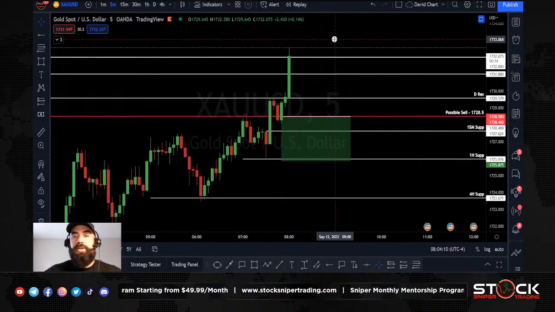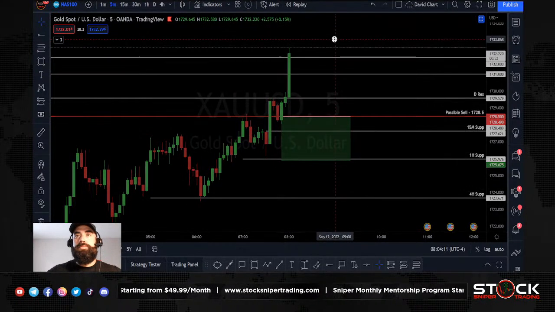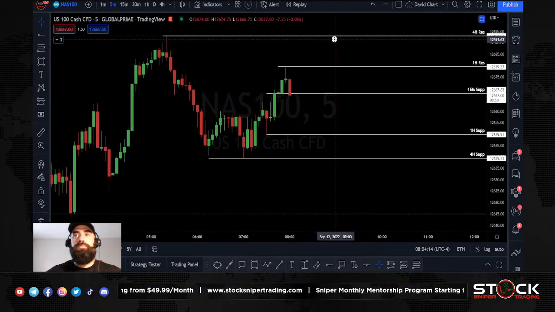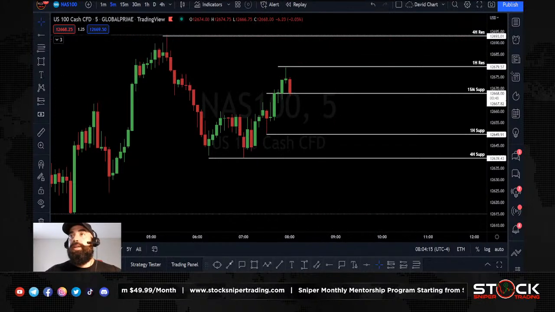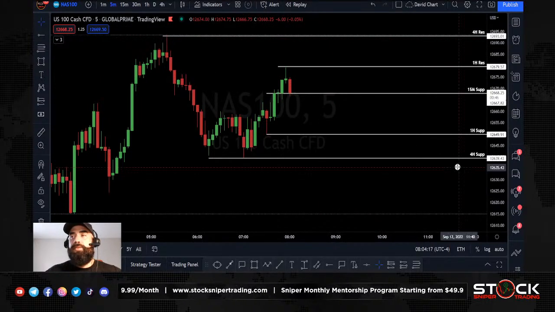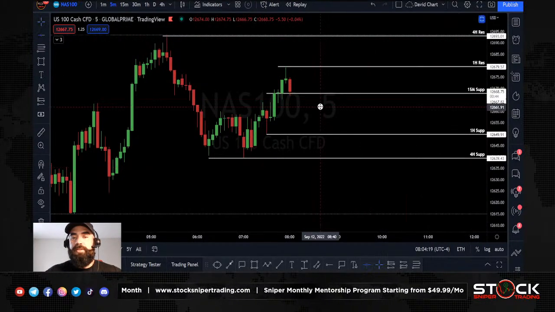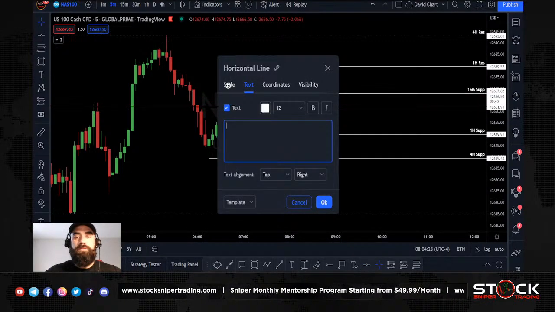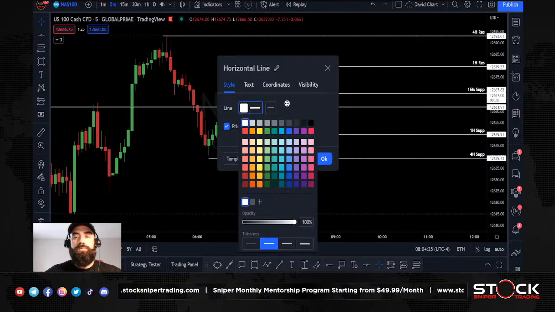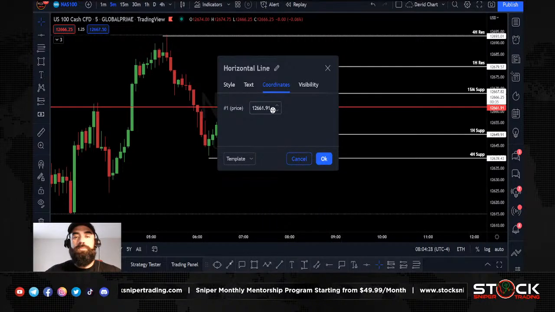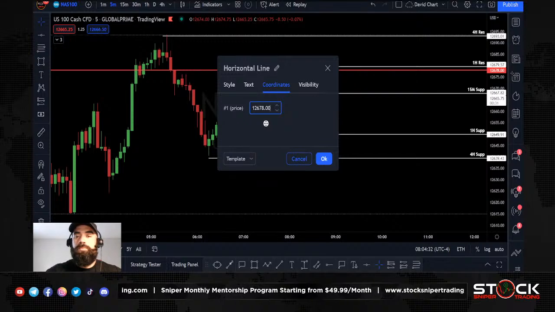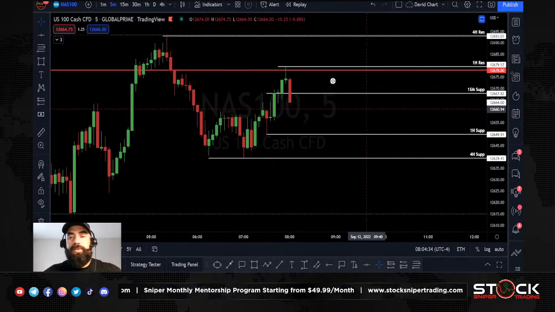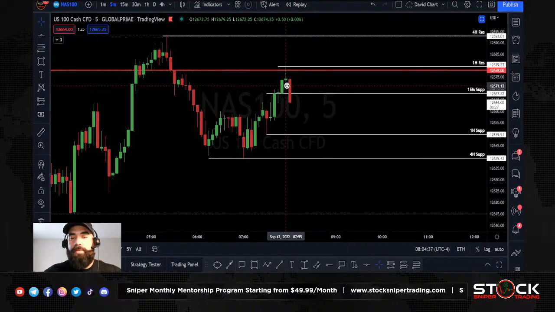Okay, so let's take a look at NASDAQ too. All right, I'm looking at a NAS potential opportunity at 12678. Let's see if we can get that there. Change up that color. Okay, didn't make it all the way up there just yet. A little bit of wick rejection here coming back down.